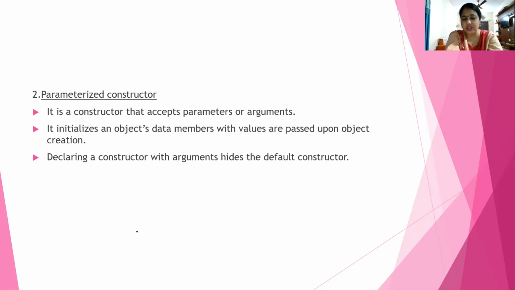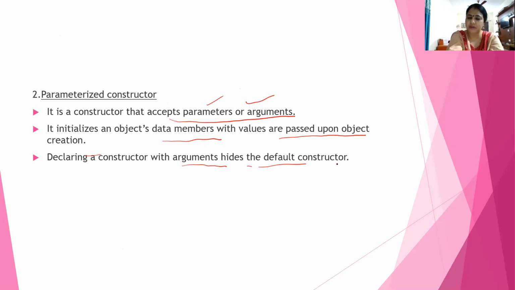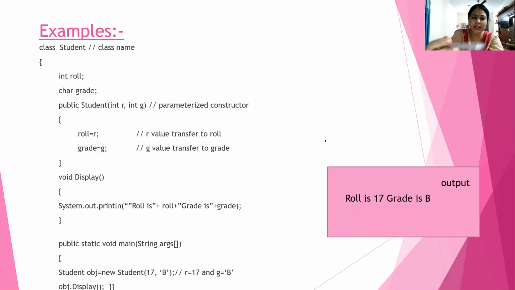The parameterized constructor. This is just the opposite of the default constructor. The constructor accepts a parameter or argument, and it initializes the object's data members with the values passed upon object creation. So whatever value or argument we give, that value has to be initialized to the variable. Declaring a constructor with an argument hides the default constructor. So when we use the parameterized constructor in our program, the default constructor will no more exist. It will be hidden. Now look at the example, you can understand here.